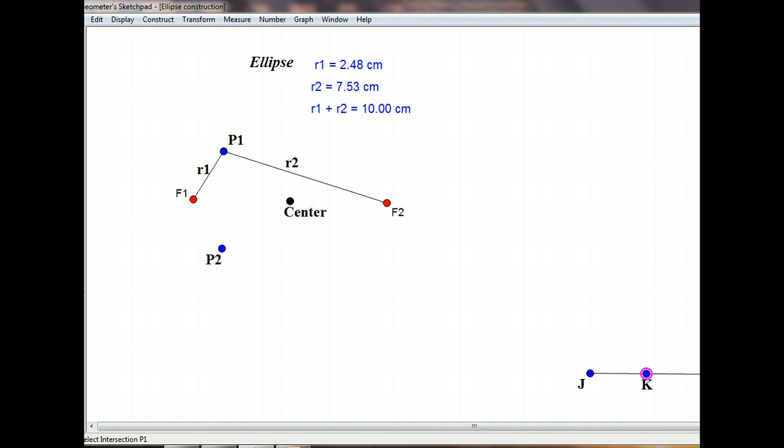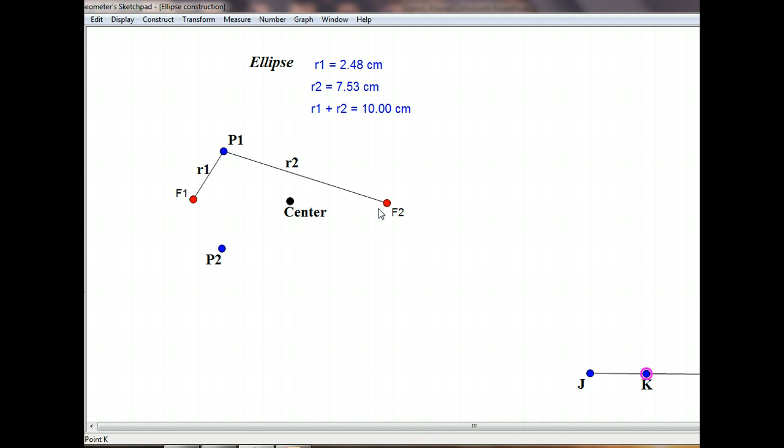Okay, so here we have point P, which will be a point on the ellipse. We also have two focal points, F1 and F2. The center of the ellipse is halfway in between the two focal points. I've also drawn a point P2, which is a reflection of P1 over the line that connects the focal points.